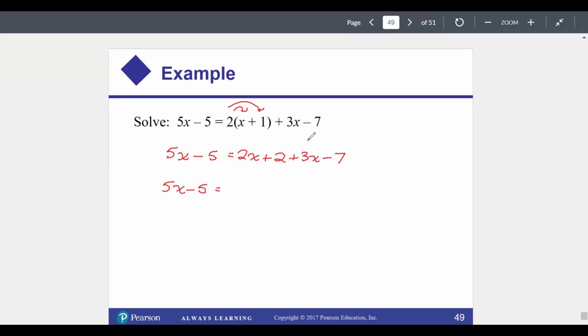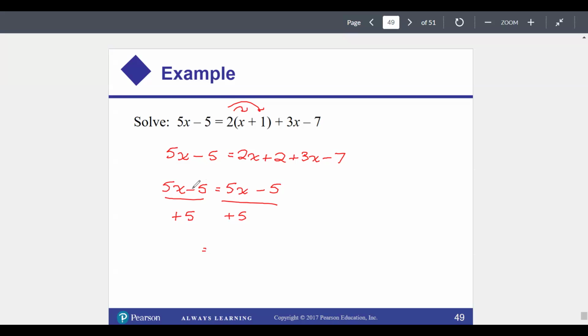Then we're going to put like terms together. So I have an x and an x. That's going to be a 5x. I have a constant and a constant. That's going to be a -5. So we see both sides right here are equal. That's going to be a hint that we have infinite solutions, but we're going to just keep going with this. Usually what we do is we just try to keep going.